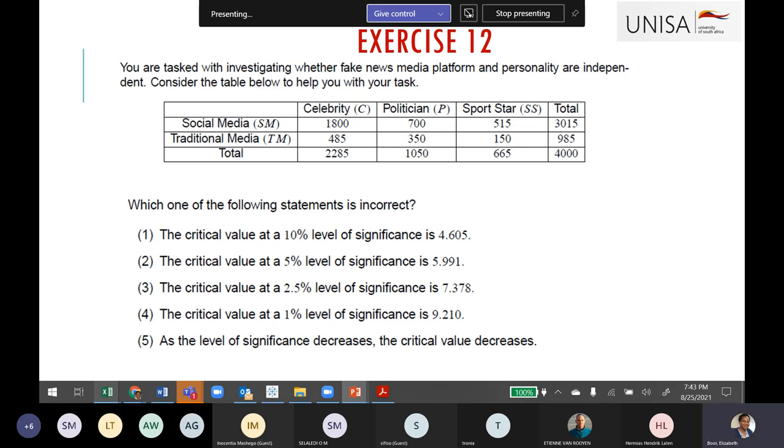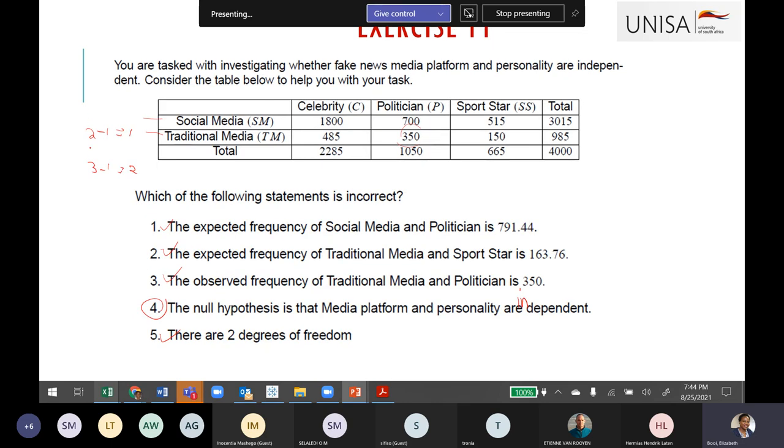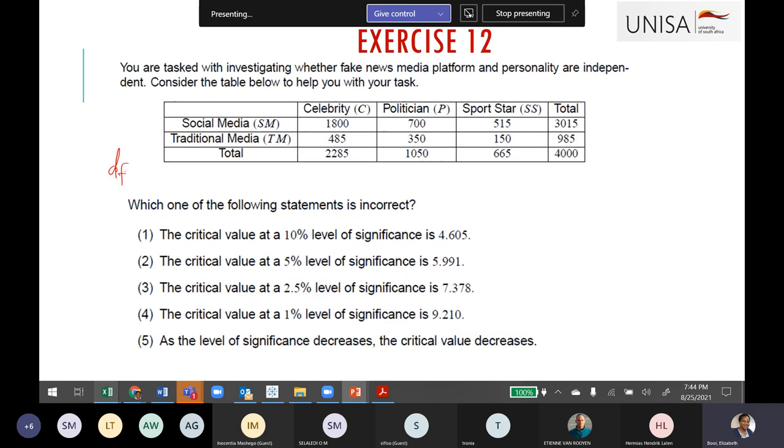Okay, so on this one, all they want you to do is go and validate. We know what the degrees of freedom is. We calculated it previously. That is your degrees of freedom. It's 2. We know that. So use the degrees of freedom of 2 and 10% and check if that critical value is correct. Do the same for 5%, 2.5%, and 1%.